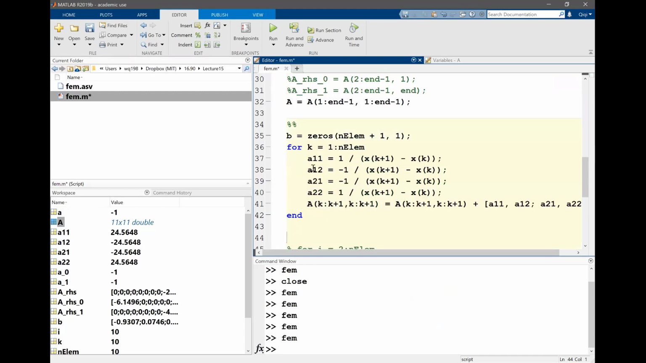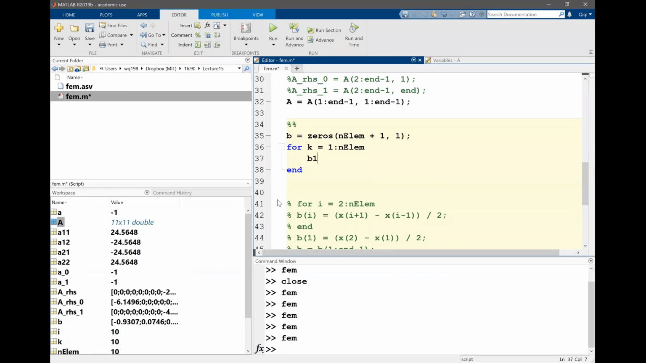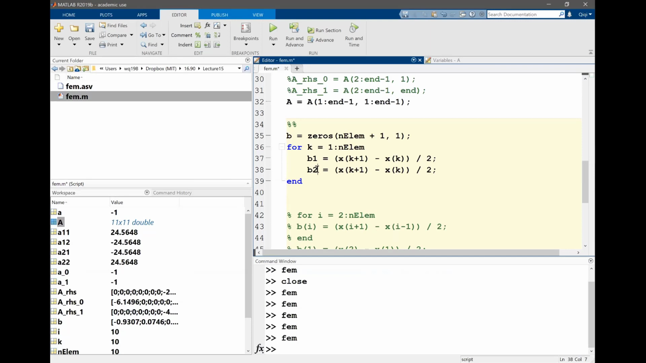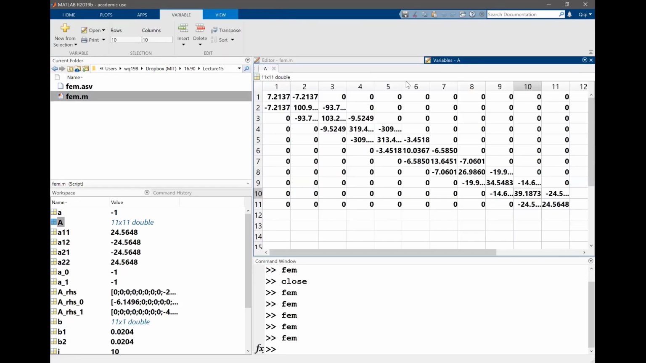So again, I have this loop over k, but I have just 2 non-zero entries, b1 and b2. My b1 in this case is equal to x_{k+1} minus x_k divided by 2, and my b2 is actually the same thing, right? Because I have 2 triangles, one sloped in one way, one sloped in the other way. My b of k to k plus 1 is equal to b of k to k plus 1 plus b1, b2. Okay, so this is another natural way to construct my b.